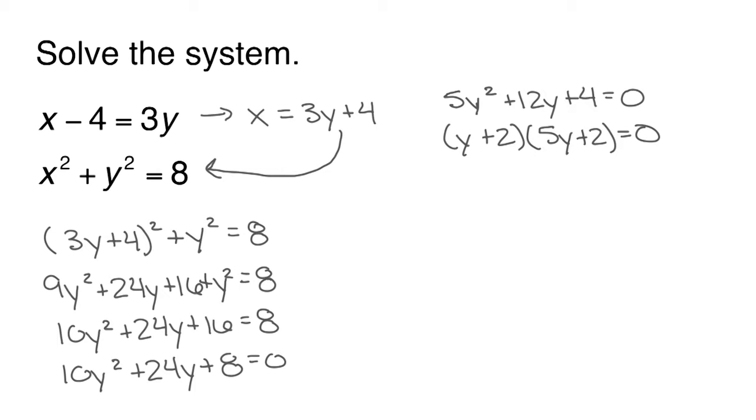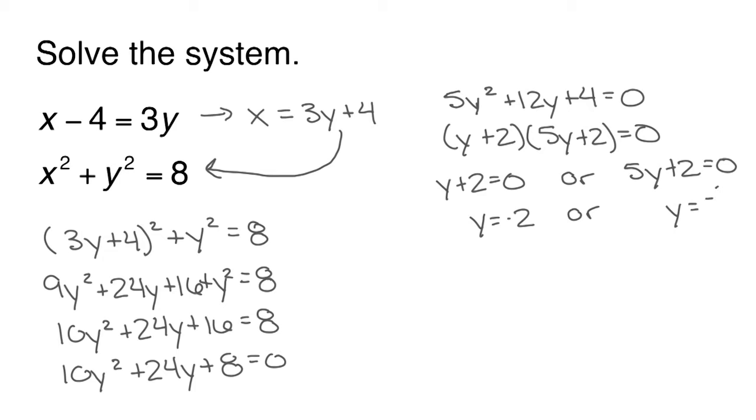Using the zero factor property, we know that y + 2 = 0 or 5y + 2 = 0, which tells us that y = -2 or y = -2/5. To find the corresponding x values, we'll use the equation that we obtained, x = 3y + 4. So when y is -2, x = 3(-2) + 4, and so x = -6 + 4, or -2.